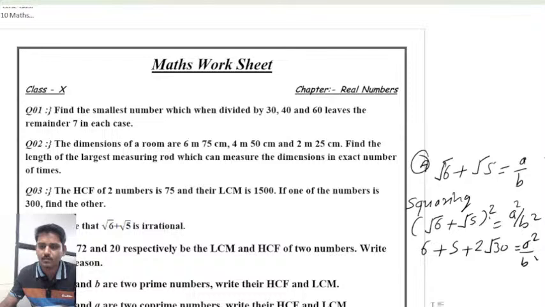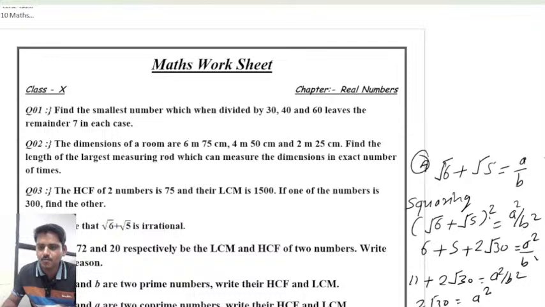Therefore 2 root 30 equals a square upon b square minus 11 upon 1. So it is a square minus 11 b square divided by b square. We can write this as root 30 equals a square minus 11 b square divided by 2 b square, and it is of the type p upon q. So root 30 becomes a rational number, and that is a contradiction to the fact that root 30 is irrational. So the assumption should be wrong.